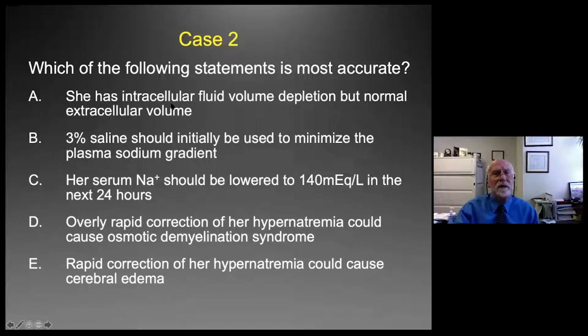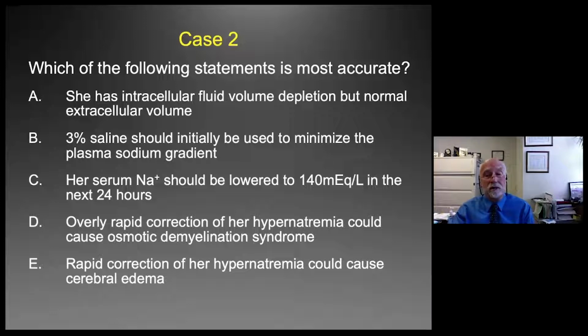She has intracellular volume depletion, but actually normal extracellular volume. Should we give her 3% saline initially in order to minimize the gradient of her serum and administered fluid gradient? Should we lower her to 140 in the next 24 hours? Or is it one of these two, that overly rapid correction of her hyponatremia could cause osmotic demyelination syndrome? Or if we correct her too quickly, would we potentially cause cerebral edema? I'll give you a moment to think about those. Then we'll identify the correct answer and discuss why.